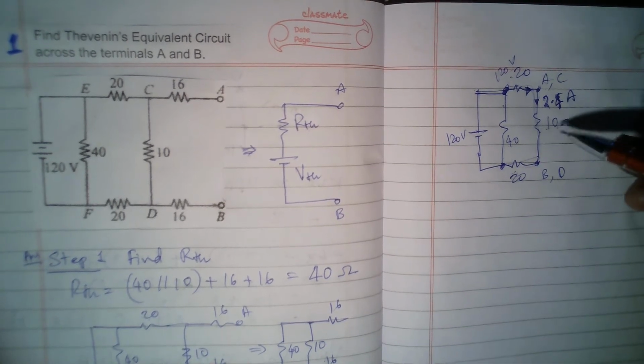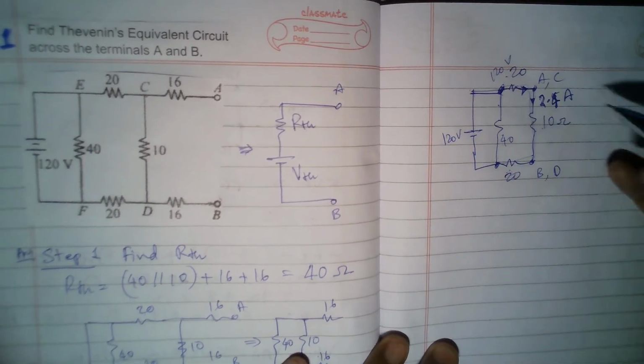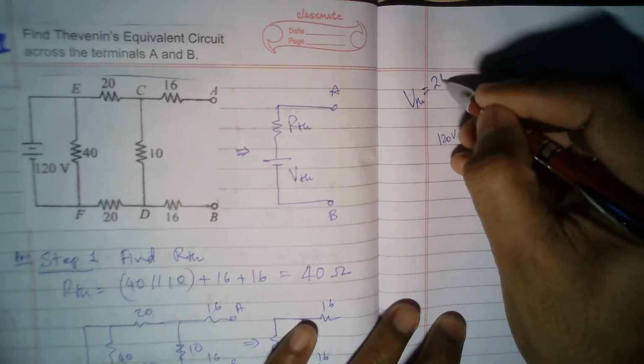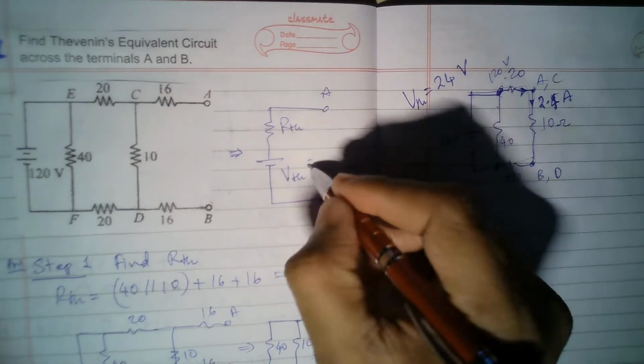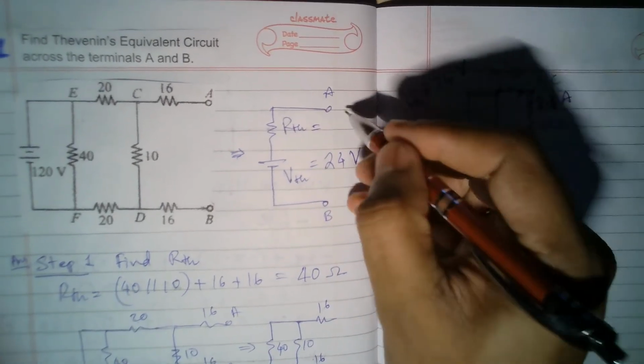So now what is the voltage drop in this? So 2.4 into 10 is 24 volts voltage drop. So therefore I can simply say VTH equal to 24 volts. Okay. So now I have both these values. So I can say VTH is 24 volts and RTH is 40 ohms.